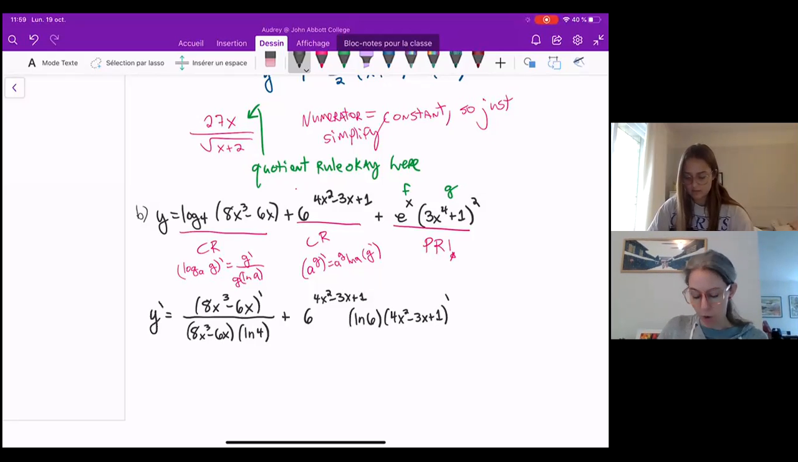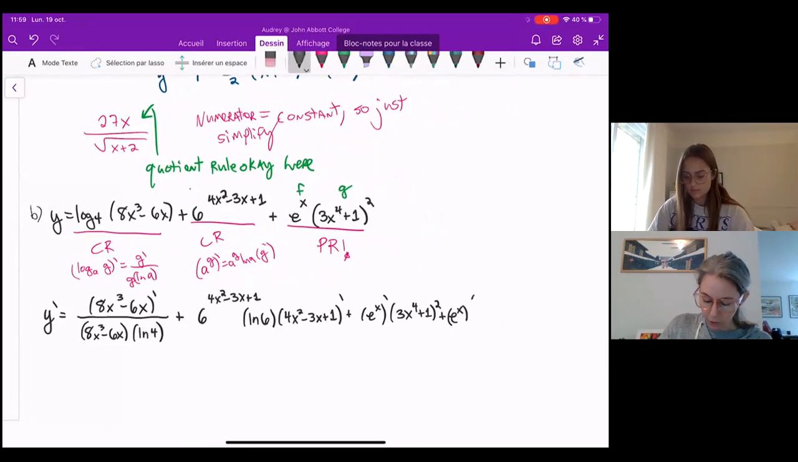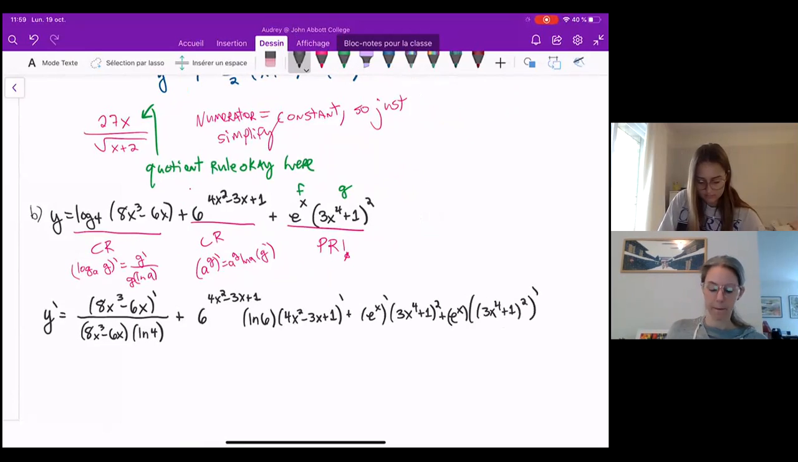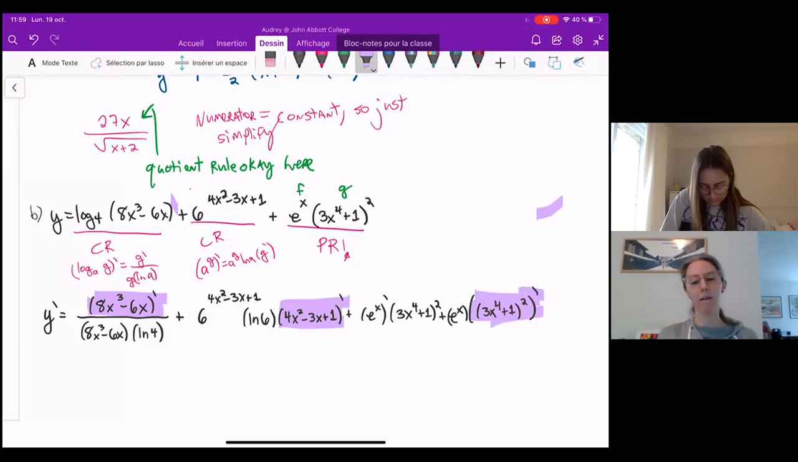And now my product rule happens. The derivative of the first times the second plus the first times the derivative of the second. And now I'm just going to highlight the derivatives that I have left to take. Do any of these derivatives I have left to take require a product rule, quotient rule, or chain rule? Which one? 1, 2, or 3?